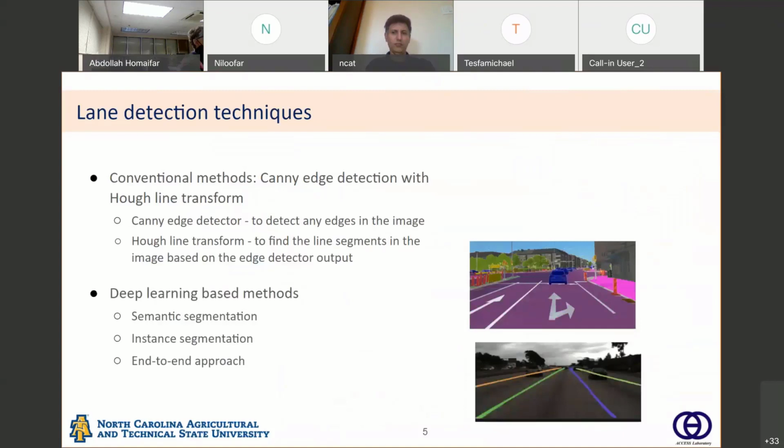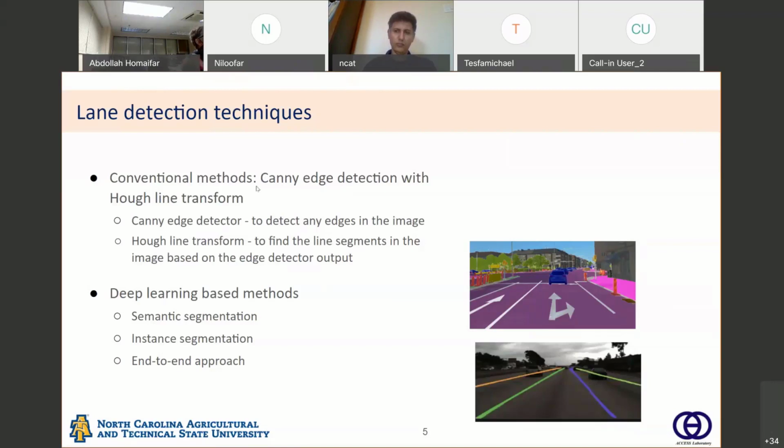So what are the common techniques that are already developed and or under development for lane detection systems in general? In general, I think we can classify lane detection systems into two major groups or categories. First, until recently, everyone was focused on using conventional image processing techniques to find the lane boundaries. And usually the white or yellow paintings on the road are the features to detect.